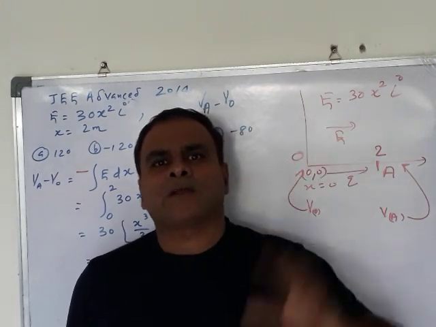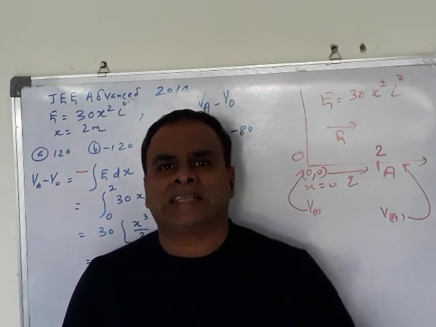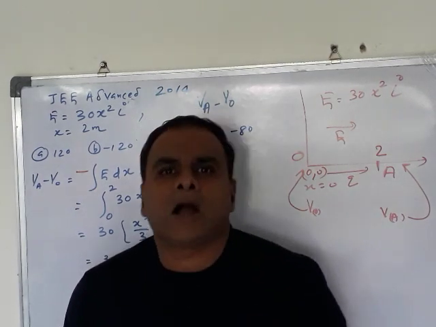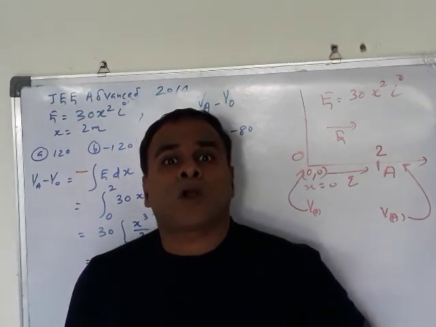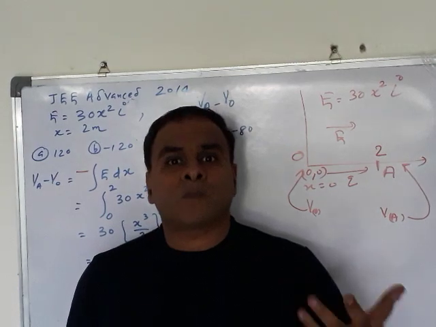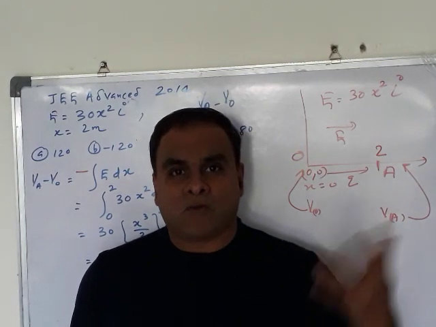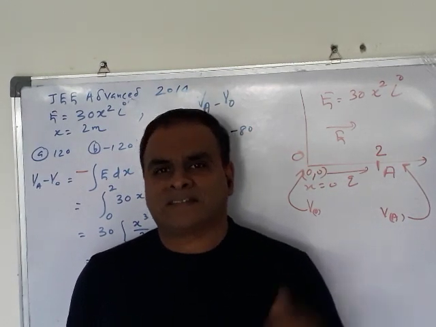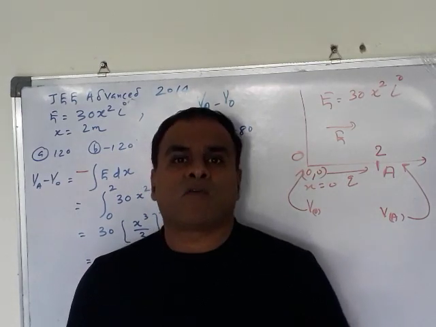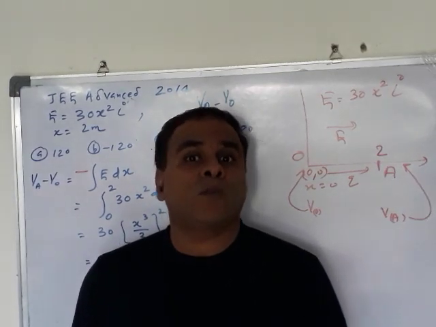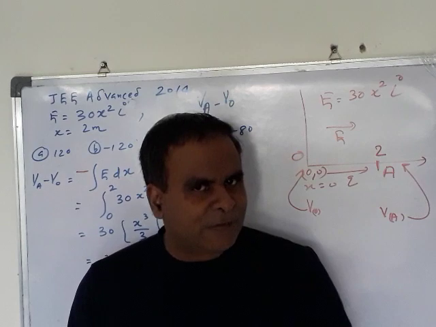If it is a finite quantity, like 20 or 30, you can directly go for the normal process and use the normal formulas. For potential, you have formulas like W by Q or 1 by 4 pi epsilon 0 Q by R. These two are the fundamental formulas.